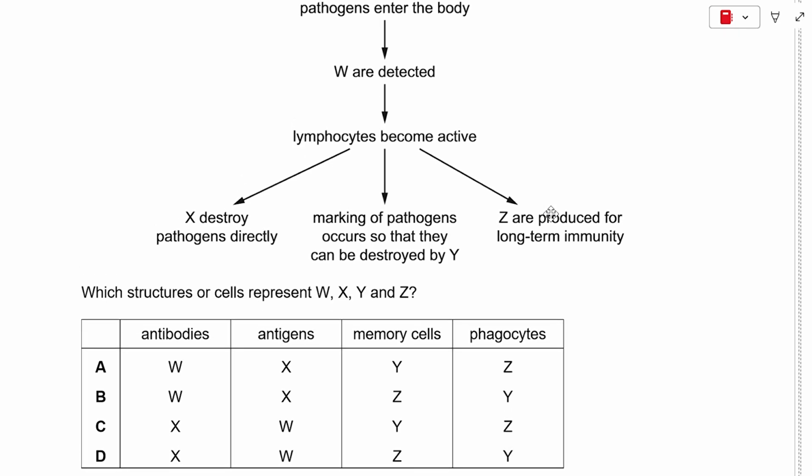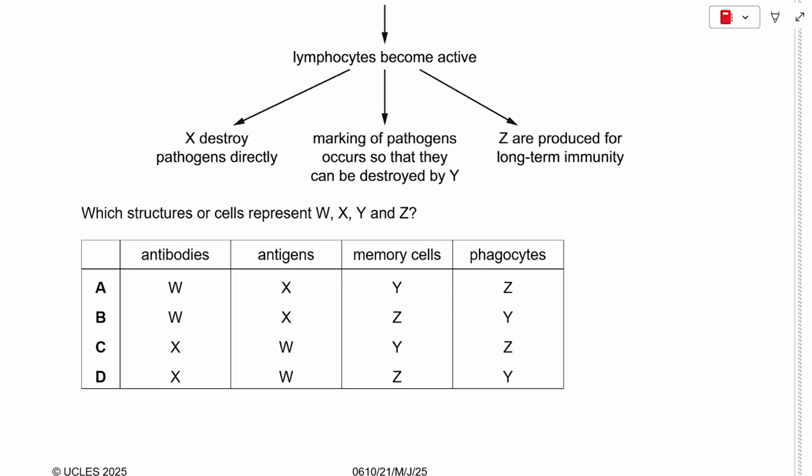So W are detected, which we have said are antigens. So W has to represent antigens, which is here. Then lymphocytes become active, and then X destroys the pathogen directly. X has to be antibodies. Yeah, either C or D. Then marking of pathogens occurs so that they can be destroyed by Y. Y we have said are phagocytes. So we go to D here. And then Z are memory cells. So our choice would be D.